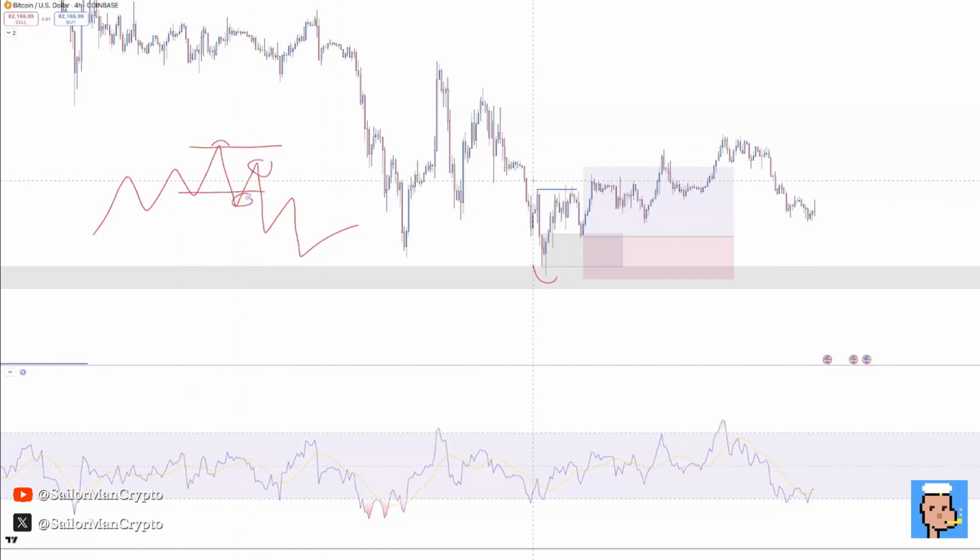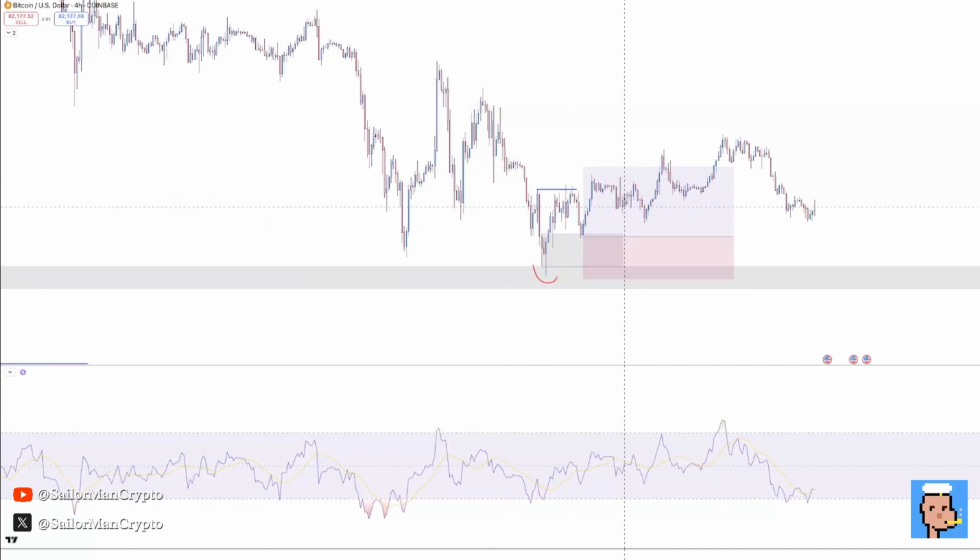So it was a bearish market structure break. In a potentially bullish trend reversal, it is the same. So this was our market structure break, this is potentially our entry, and this low here is our invalidation.